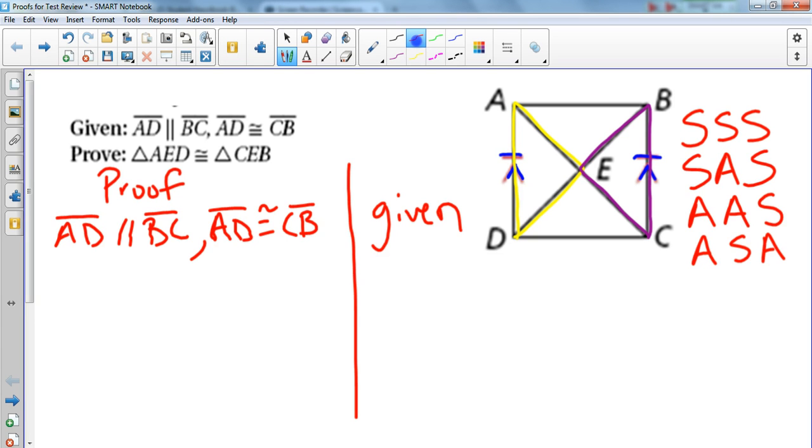So we're given a side already, right? We already know that those sides are congruent. So we're, again, trying to build one of these congruency combinations right here. So we have a side congruence in both triangles that we're trying to prove, all right?